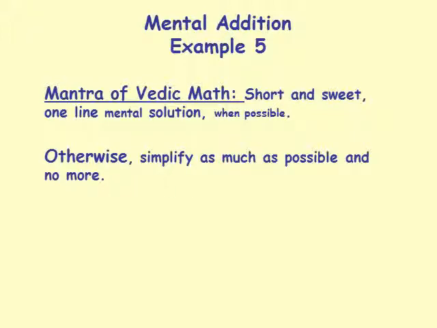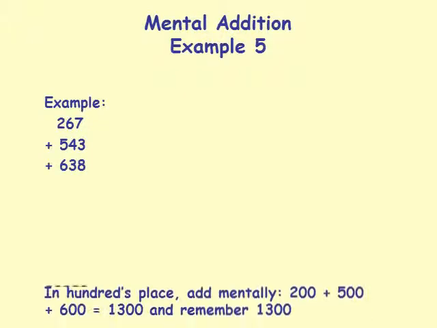Okay, let's see what example we use here to show mental. All right, we're going to do an example for mental addition here. Example is 267 plus 543 plus 634, and we are going to add these three numbers mentally.